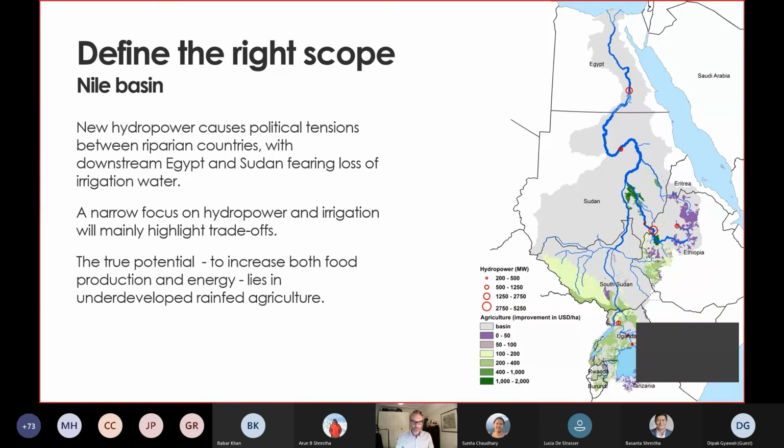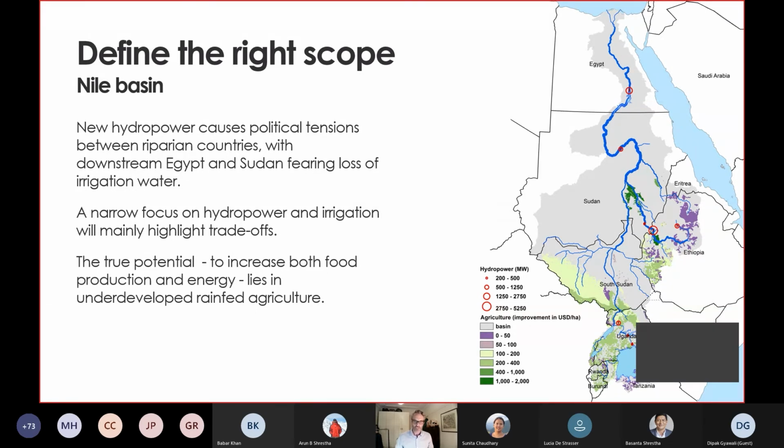What is interesting is, if you zoom out and ask the question, what is really important in 10, 20 years' time in terms of food security, in providing more food to a growing population, more energy, then you see that actually the real potential is still in the rain-fed areas upstream that are underdeveloped because of conflict, because of less investment. If you take that into account, you can see much more opportunities to cooperate, because Egypt, for example, has a very strong food processing industry.